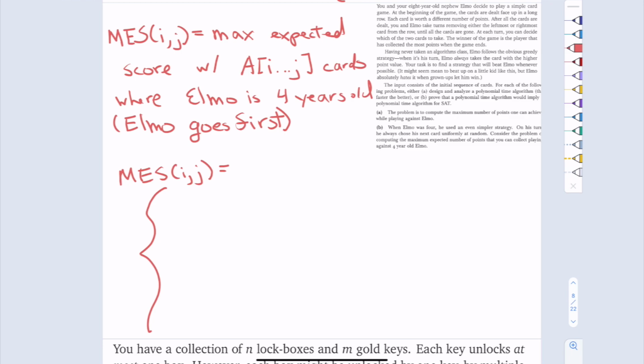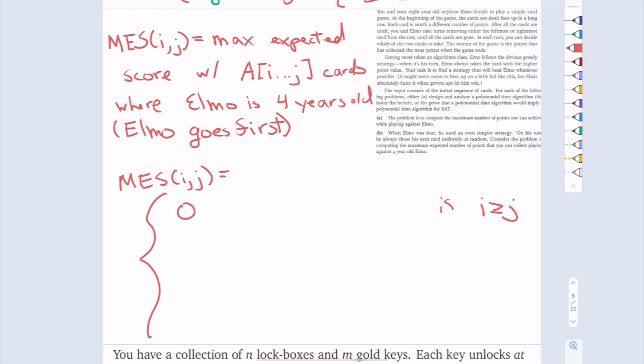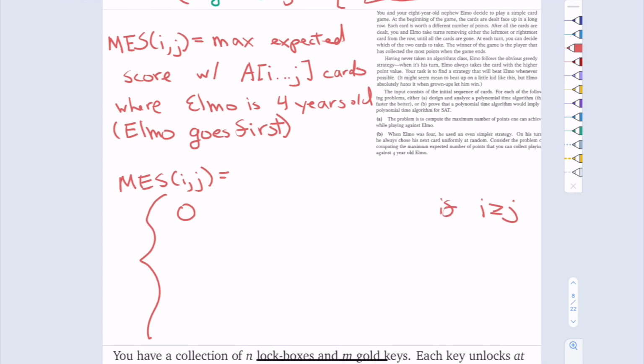So first, let me just say, if I is greater than or equal to J, then Elmo will take the last card, so you get 0 points. In the general case, you're just going to simulate a random choice. You're going to actually flip a coin. And then based on that, you go through your maximal normal thing. Then do math.